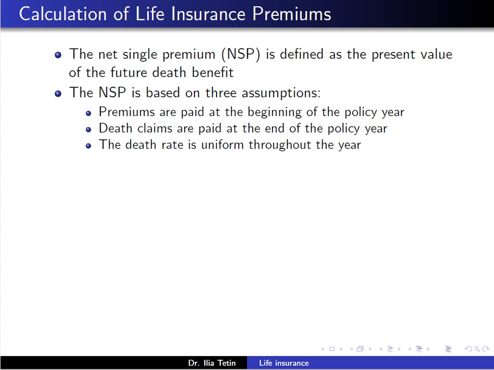In calculating the NSP, only mortality and investment income are considered. Allowing for expenses will be considered later when the gross premium is calculated. The NSP is based on three basic assumptions. Premiums are paid at the beginning of the policy year, death claims are paid at the end of the policy year, and the death rate is uniform throughout the year.